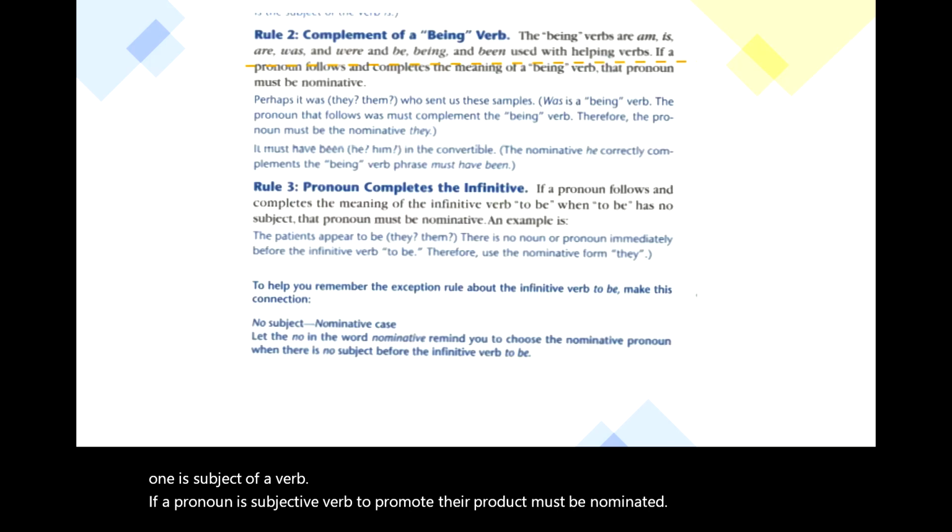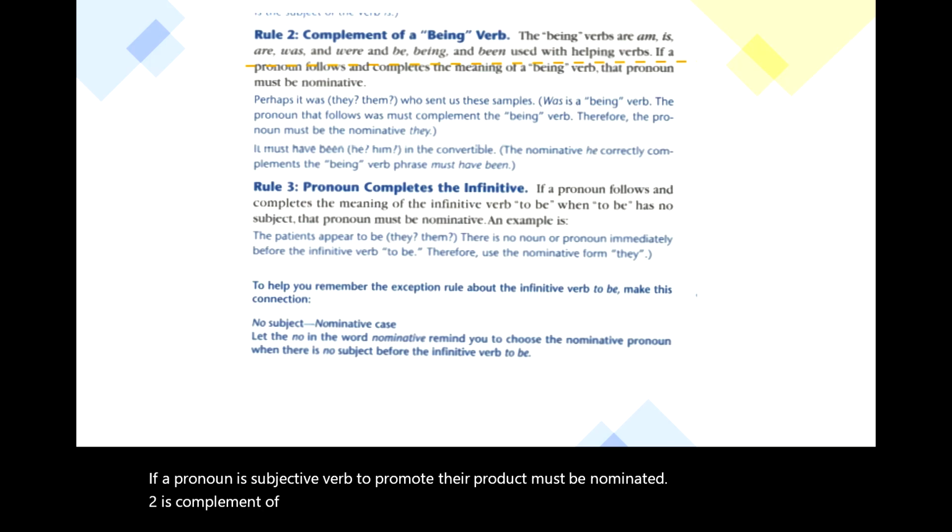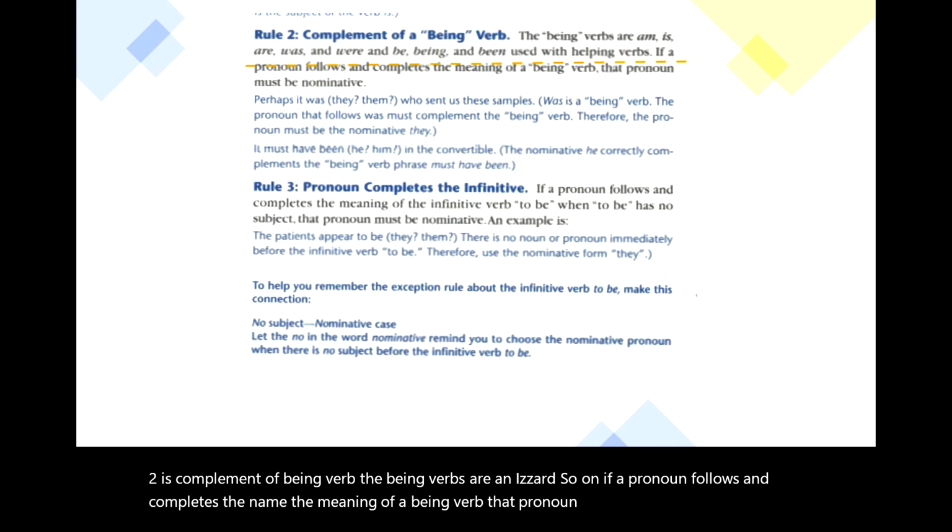Number two is complement of being verb. The being verbs are am, is, are, and so on. If a pronoun follows and completes the meaning of a being verb, that pronoun must be nominative, right? As you can see there.